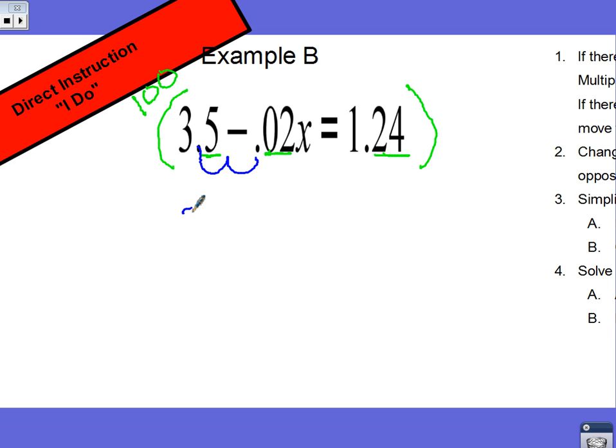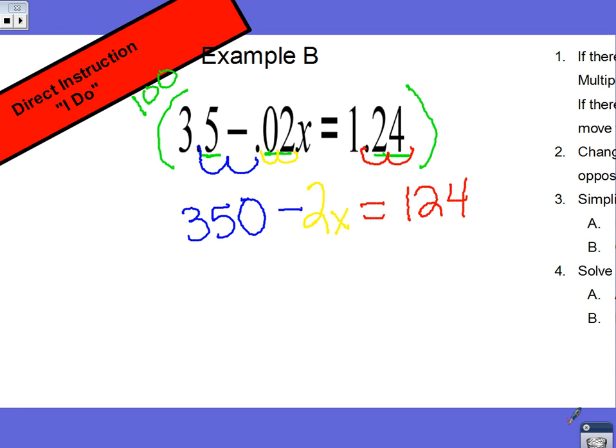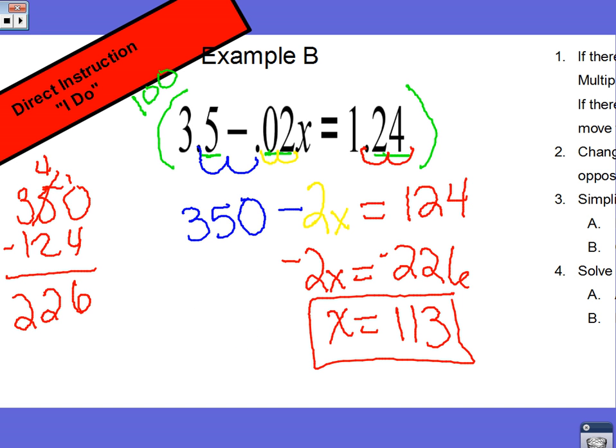1, 2. This actually becomes not 35, but 350 minus, move the decimal over 2. 1, 2. So that's just 2. Move the decimal two places. 1, 2. Okay, solve this equation, come back and check your answer. Is that what you got? I hope so.